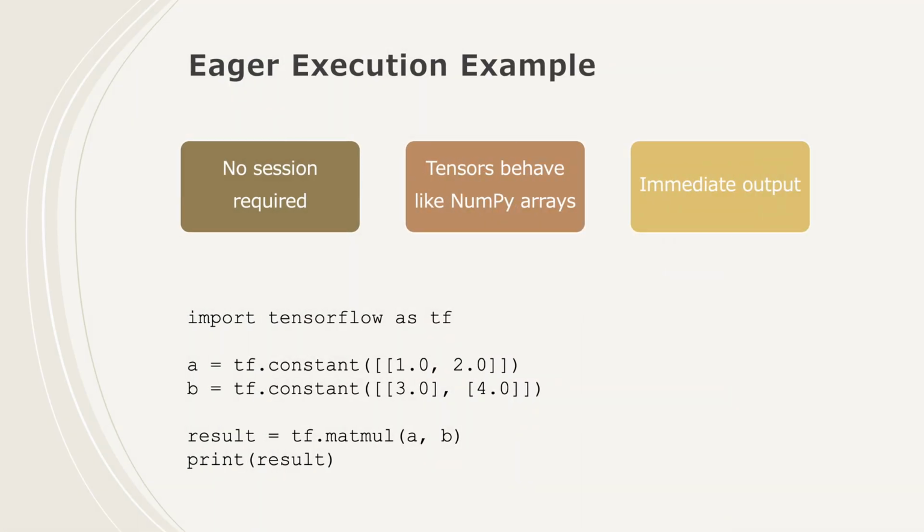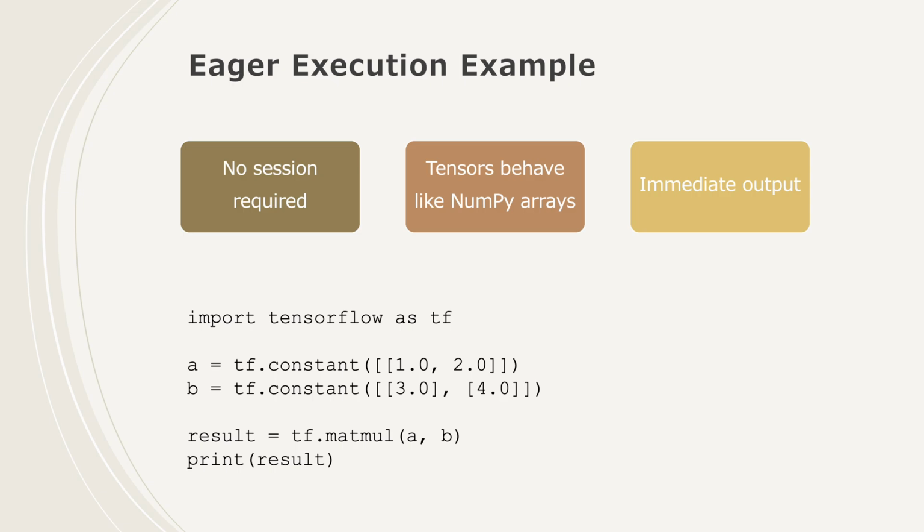Let's look at a small example of eager execution in TensorFlow 2.x. In this code, we first import TensorFlow and define two constant tensors named a and b. Then we apply matrix multiplication using the tf.matmul function. What makes this example important is that the result is computed immediately as soon as that line runs. There is no need to build a graph first, and there is no separate session required to execute the operation. After that, we can simply print the result just like we would in normal Python code.